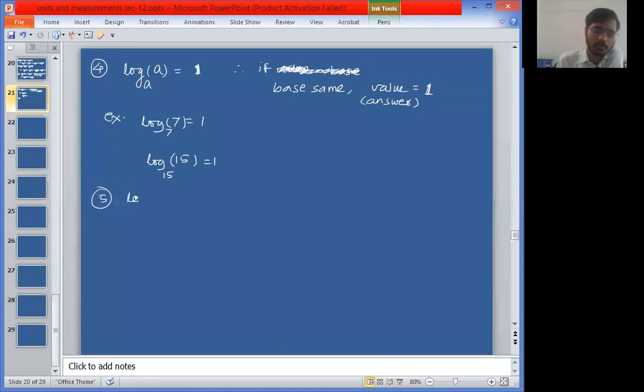Rule number 5, log 1 to base any base is fine. Log 1 to any base, let's take b, is equal to 0. So always remember log 1 equals 0. Log 1 to any base is equal to 0.